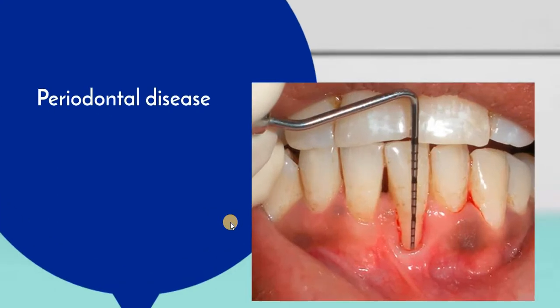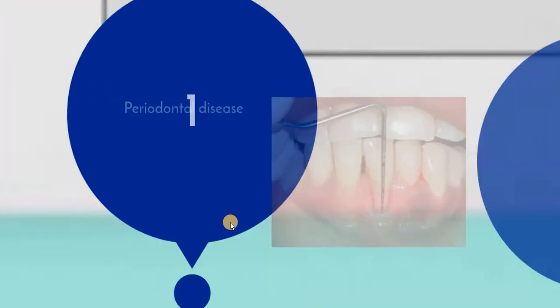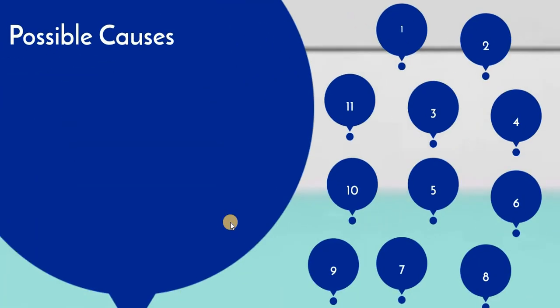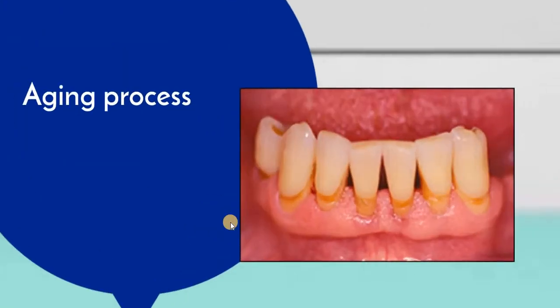One of them is periodontal disease. We know that the invasion of bacteria will cause the rupture of periodontal ligaments and loss of periodontal bone, and this may lead to a gingival recession. Another cause is aging process.